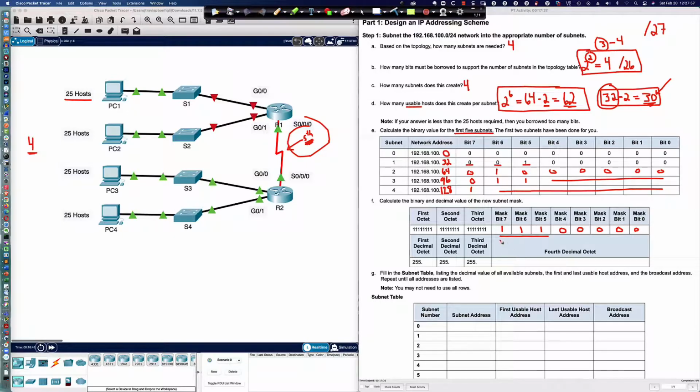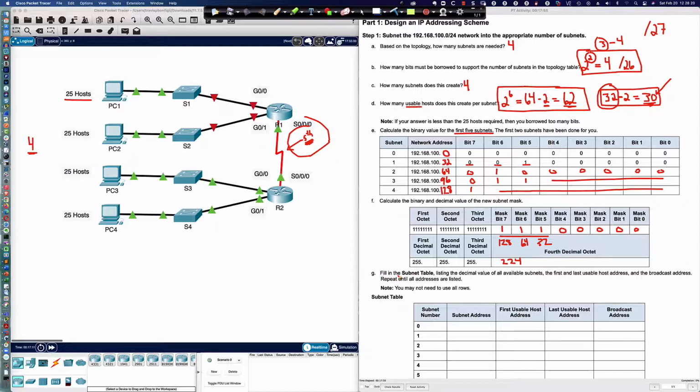value. Well, it's 128 right here, and then 64 in that binary bit position, and then 32. And we end up with 128 and 64 is 192, plus 32 is 224. So now this is our subnet mask in dotted decimal notation.